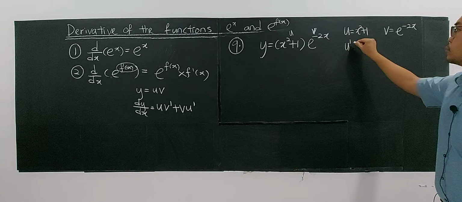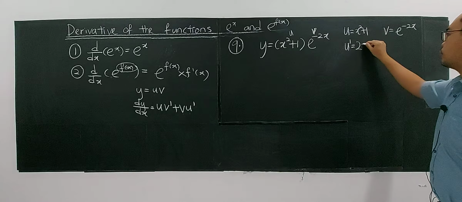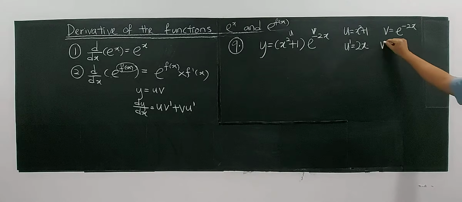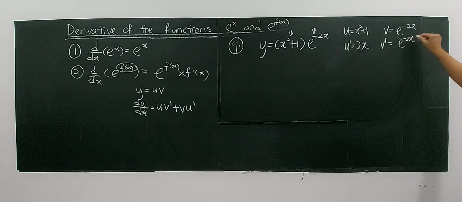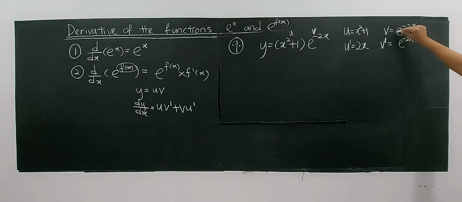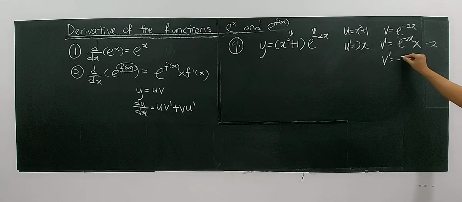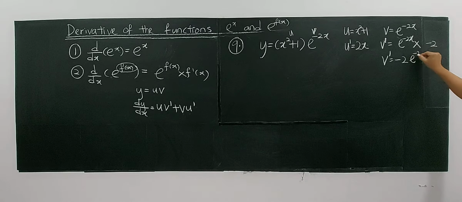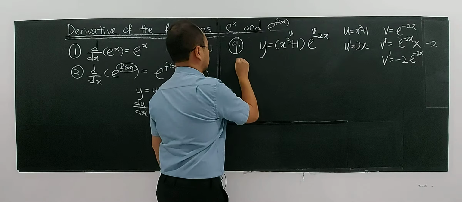So I differentiate this one. Differentiate u, u prime: differentiate x squared plus 1, basic rule, you will have 2x. For v prime, dv dx, this is an exponential function, so apply the exponential formula: copy back, multiply with the differentiate of the power. You have negative 2. So your v prime will be negative 2e to the power of negative 2x. So now we can apply the product rule.